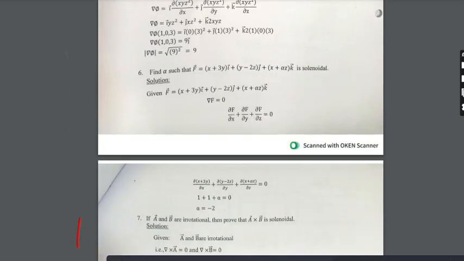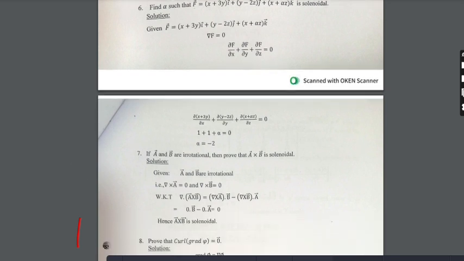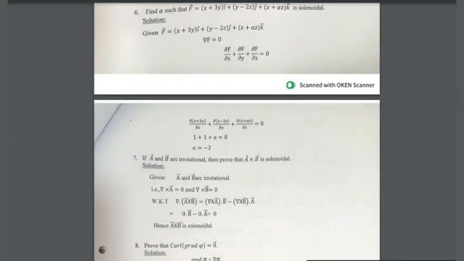Find alpha such that f vector equal to (x plus 3y) i vector plus (y minus 2z) j vector plus (x plus alpha z) k vector is solenoidal. Solenoidal means we need to prove del dot f equals 0, which is the formula for solenoidal. So I am taking the given value of f vector in the question. Solenoidal means del dot f equals 0. So I am expanding: ∂f/∂x plus ∂f/∂y plus ∂f/∂z equals 0.